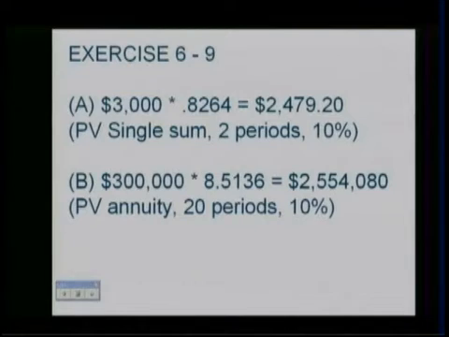So you would simply go to the present value of an annuity table, table 5, 20 periods, reading down the 10% column, you get a value of 8.5136. You multiply that by your $300,000 payment. So the present value of that payment of $300,000 for 20 years at 10% would be $2,554,080.